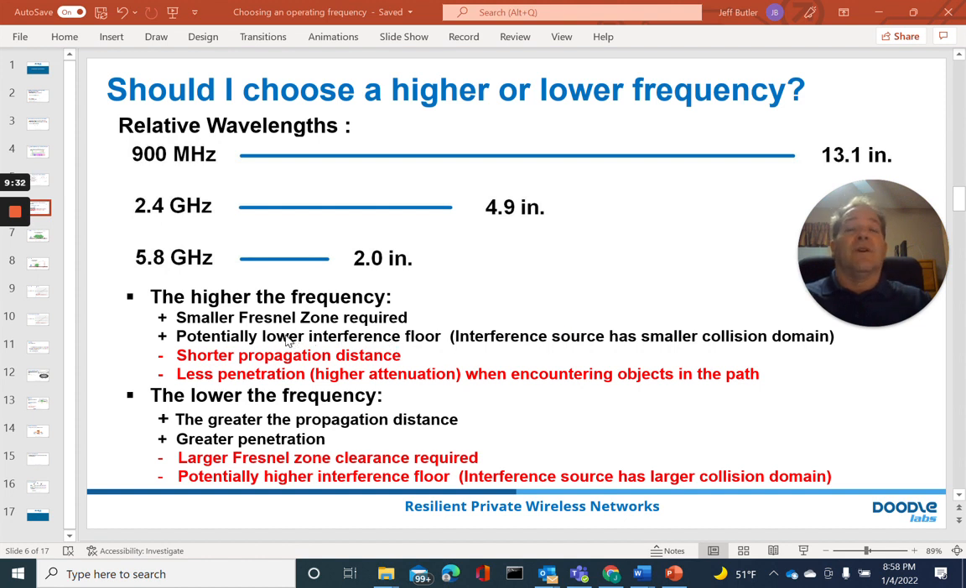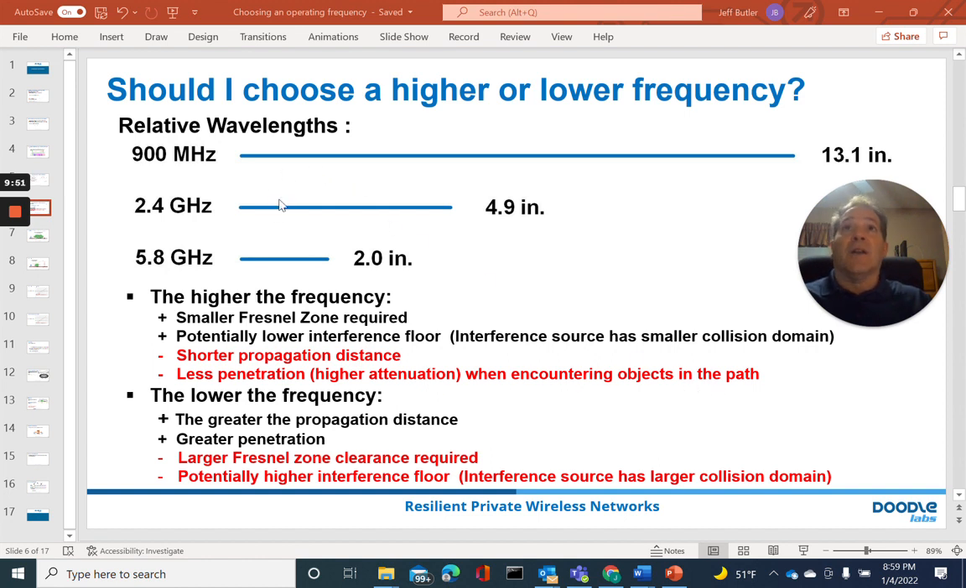But the disadvantages are there's a shorter propagation distance at this frequency for your carrier signal. The higher the frequency, the shorter the range of the links. And at the same time, with higher frequency you'll have less penetration, or higher attenuation, of these signals when encountering objects in your path.